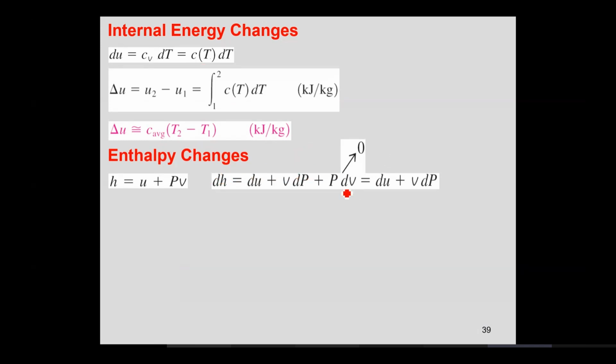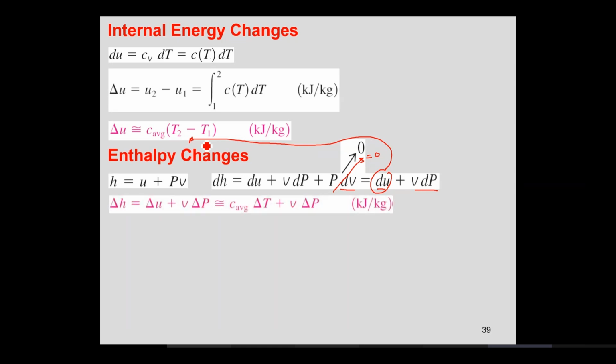Now, you know that the specific volume for solids and liquids is essentially constant with regards to pressure. This term would automatically turn to zero and you'll have dU plus VdP. Now, once you have this VdP term, you know that dU is essentially equivalent to C average dT. So you can write approximately delta H is C average delta T plus V delta P.